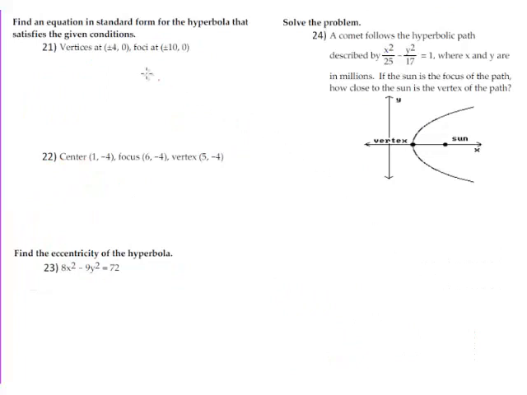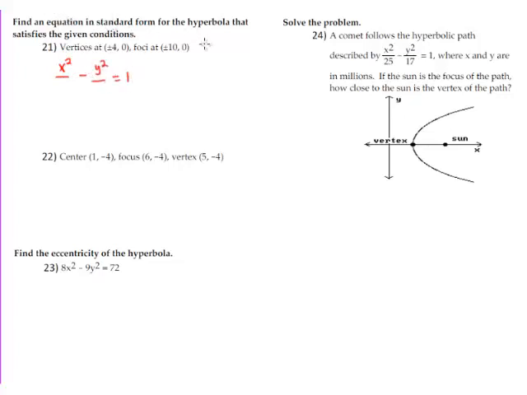Find an equation in standard form for the hyperbola that satisfies the given conditions. So they tell us about the vertices and the foci. And because these are both at plus or minus something, this has to be centered at 0, 0. And because the x value is changing, x squared is coming first. So I can at least set up this much of it.